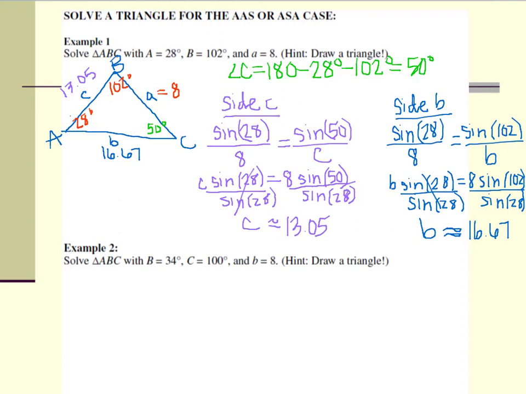Example 2, I'm going to start and set it up with you, and then I want you to finish it. So example 2: solve triangle ABC with B equal to 34 degrees, C equal to 100 degrees, and side b equal to 8. I'm going to help you by drawing your triangle. A good idea would be to pause it, draw it on your own, and then see if you got it right.